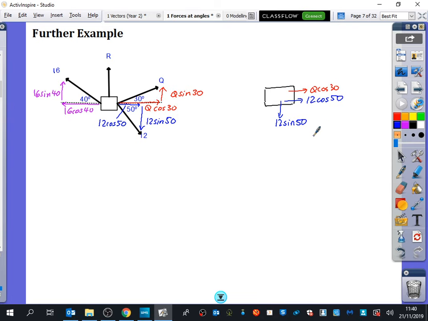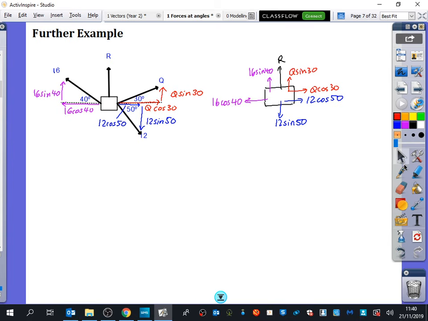Forces going to the left, Muzakir? 16 cos 40. Good, I changed it to 16 because I made that one wrong. And then forces going up. 16 sine 40 and Q sine 30. Okay, we've got R. We've also got 16 sine 40, and we've also got Q sine 30.